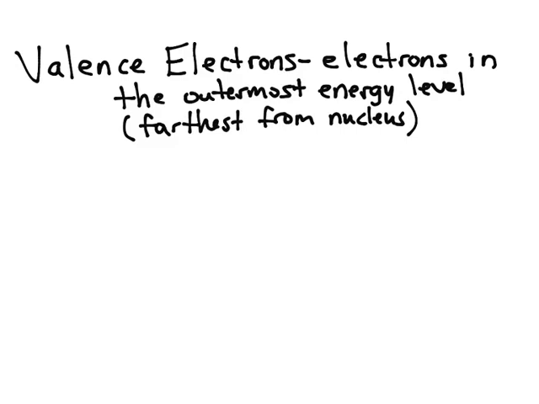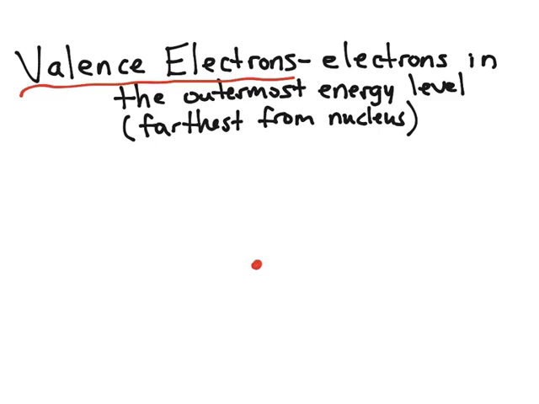To understand today's lesson, we have to first define valence electrons. You've probably heard this term before, whether earlier in this class or in a different science class, but valence electrons are the electrons that are in the outermost energy level. That is, they're the ones that are furthest from the nucleus.